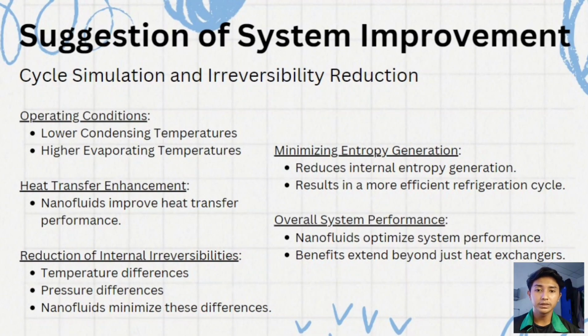Internal irreversibilities in a refrigeration cycle primarily arise from temperature and pressure differences in various components. By improving the heat transfer performance and adjusting the operating temperatures, nanofluids help in minimizing these temperature differences, thereby reducing the internal entropy generation. This results in a more efficient refrigeration cycle.